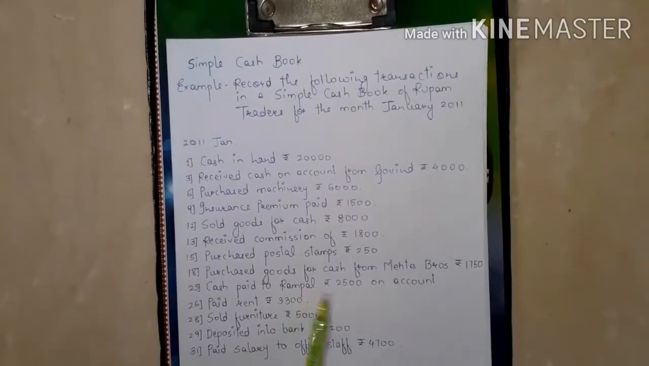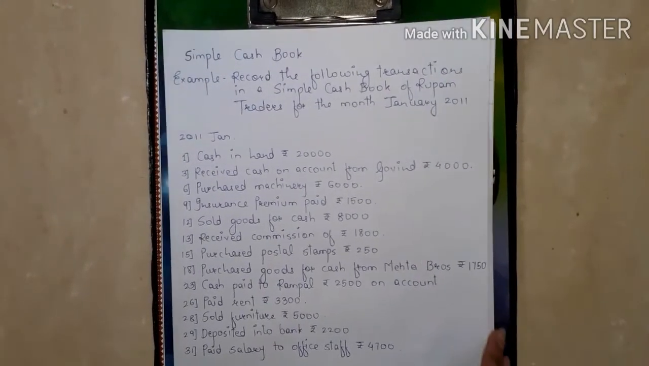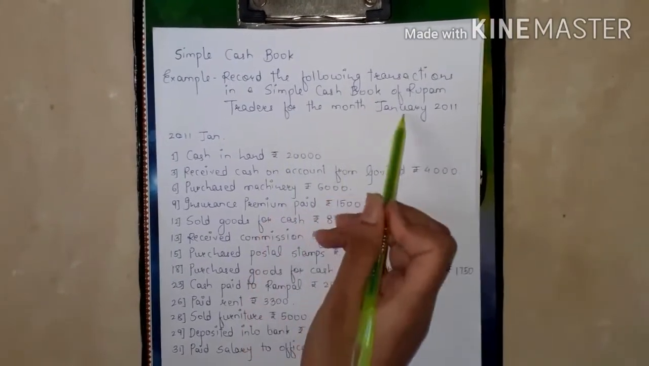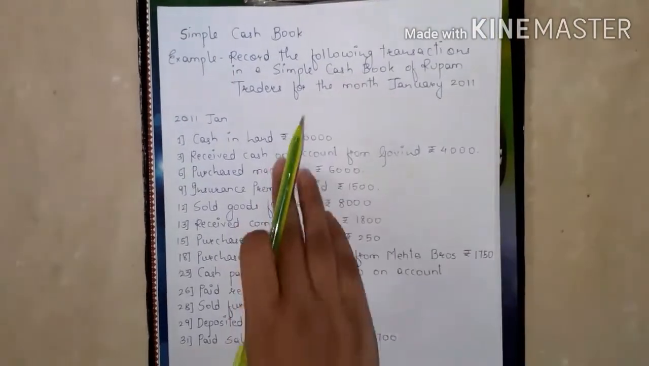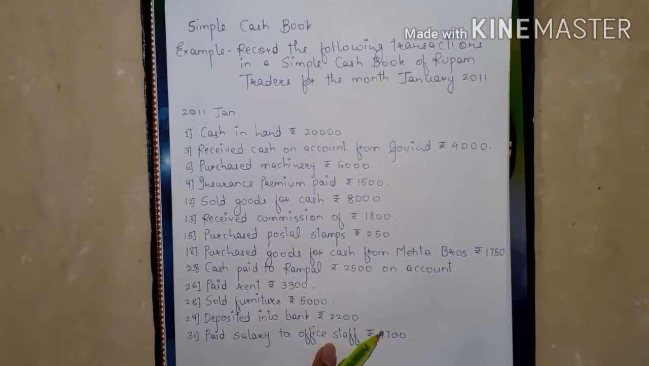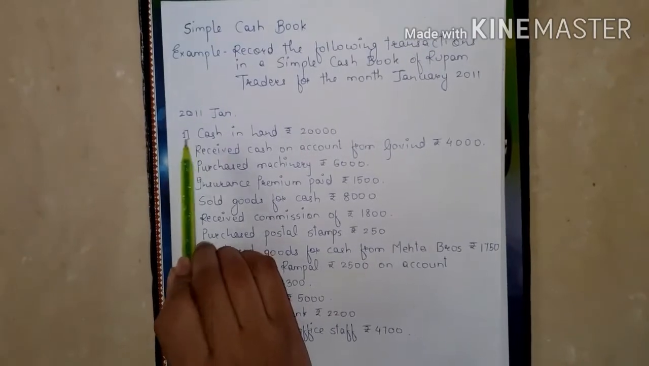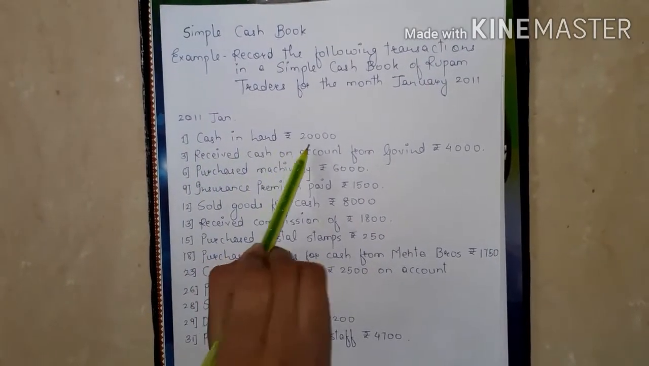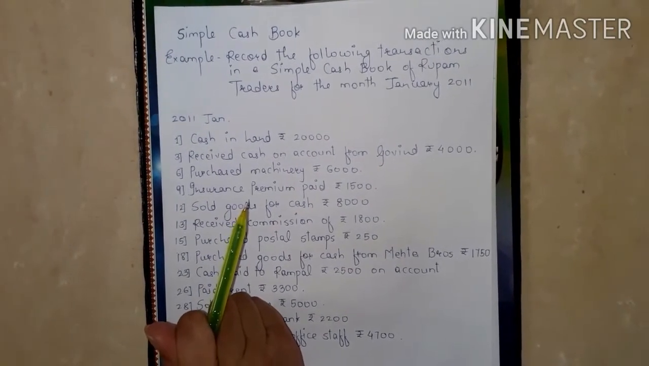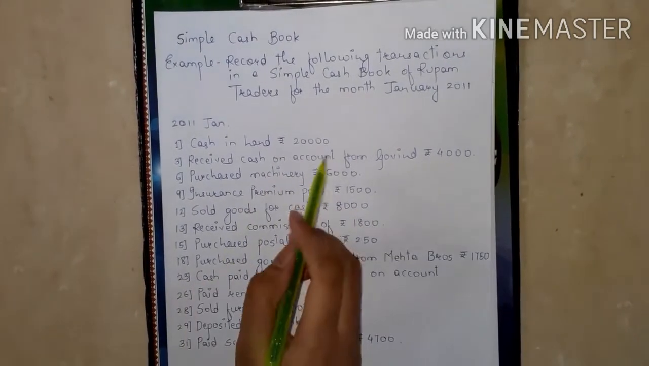An example of simple cash book. This is the first example we are going to see. Record the following transactions in a simple cash book of Rupam Traders for the month of January 2011. So all these transactions are of Rupam Traders. On 1st January, the first transaction, cash in hand rupees 20,000. Now what does cash in hand mean? Cash in hand is that amount left with the business, that is with Rupam Traders, at the end of a particular accounting period. So that is called cash in hand.